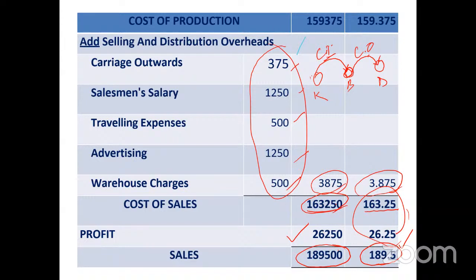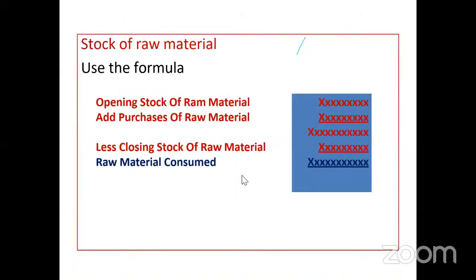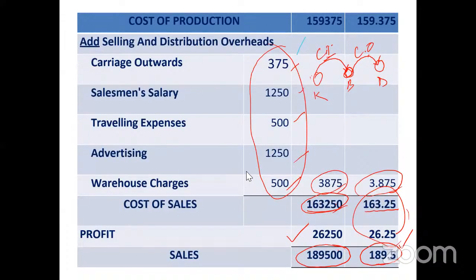Sir, please show an example of these different products. Calculation of how to calculate the different products and how to segregate these overheads. How to distinguish which overhead is for which product? Can you please show an example?